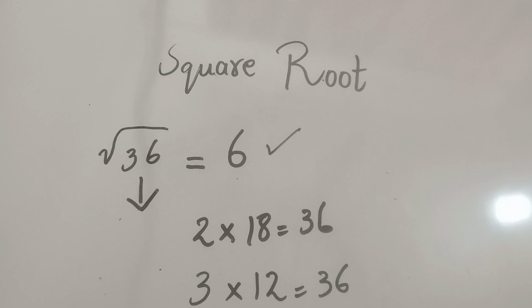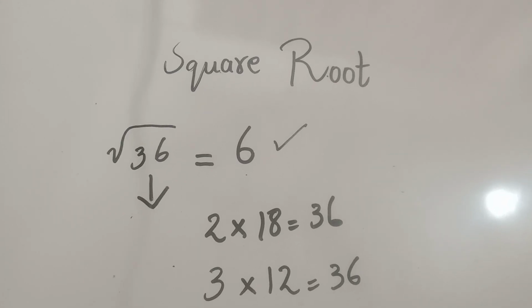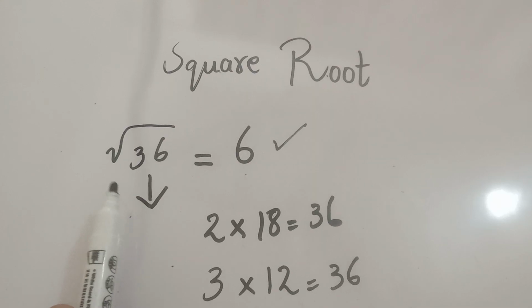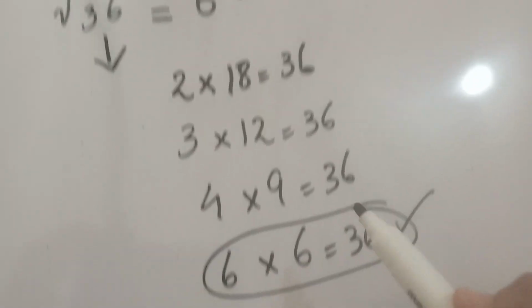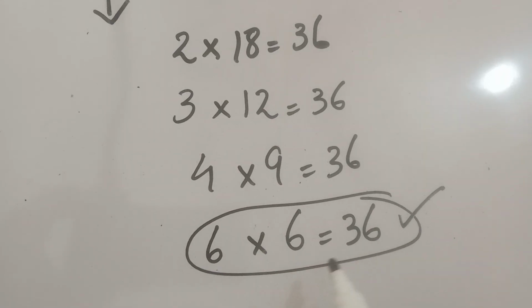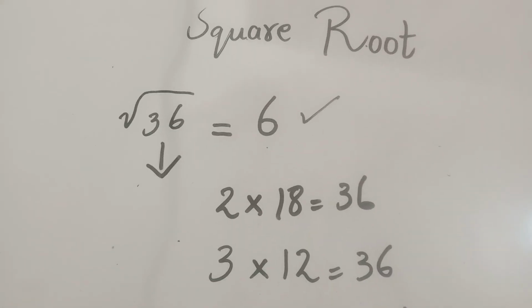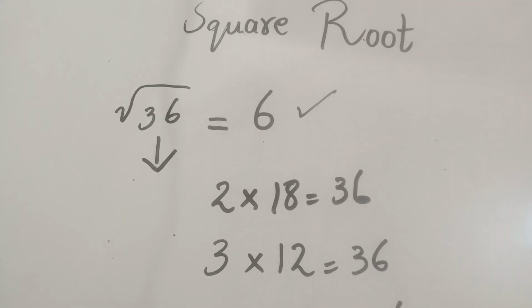If we have any number and we have to find its square root, then first we will see whether that number is a perfect square or not. It has been proved here that it's a perfect square. That's why the answer of square root of 36 is 6.